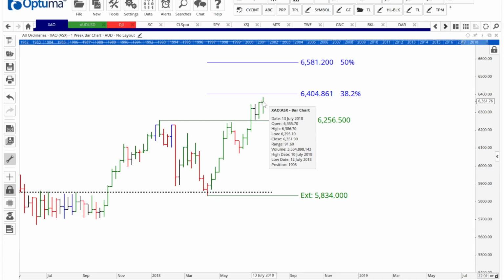As you can see there, the week ending the 13th of July, the Australian share market closed at 6351.9 points after hitting a high of 6386.70. So it did go up, it went down, and it closed up near its high. Normally you'd think that was more of a bullish sign, but it's actually indecision at this point in time, and I'm thinking it's got a bit of resistance around that 6,400 point mark.